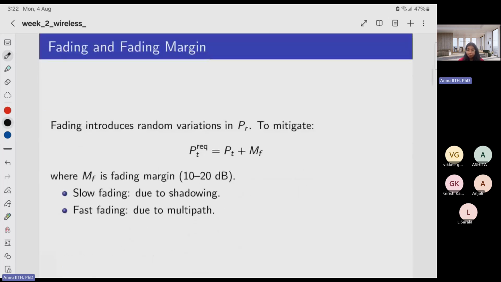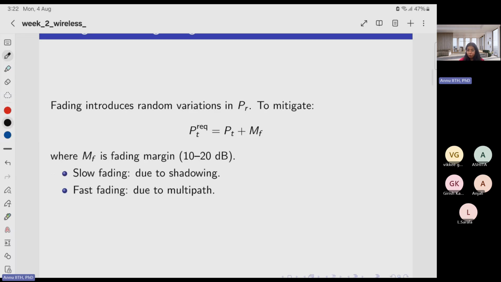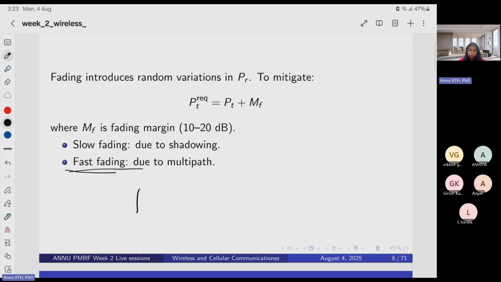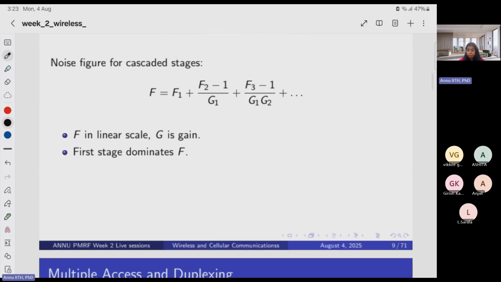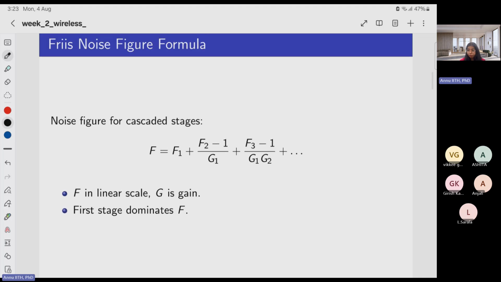So fading introduces a random variation in PR. To mitigate that, there is a fading margin, which we call MF. There are two types of fading, slow fading and fast fading. Fast fading is basically through multipath, where we have different multipaths. That question will also come: is fast fading through multipath or shadowing? Slow fading is for shadowing. Shadowing means reflections, so it is slow. Fast means rapidly arriving different paths, so it will be fast fading. This is very, very important. Some questions came directly from that.